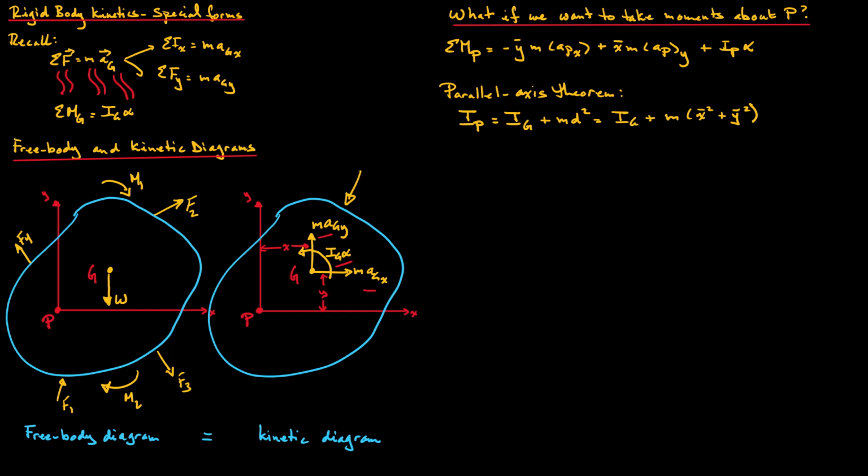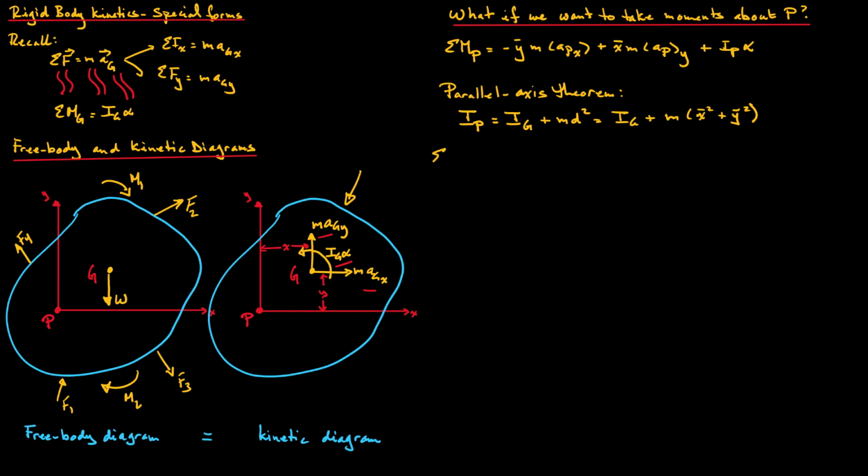So if you look up tables for mass moments of inertia of typical shapes, you'll often find, or almost always find, the mass moment of inertia about the center of mass G. So it is useful to express Ip in terms of Ig. So we're going to substitute this into the first equation and rearrange certain terms.